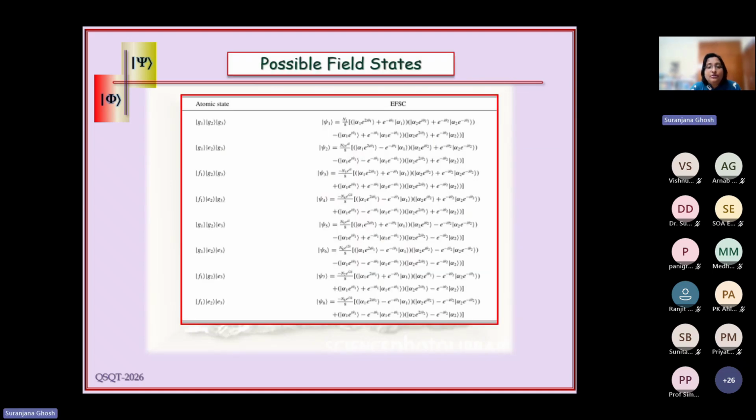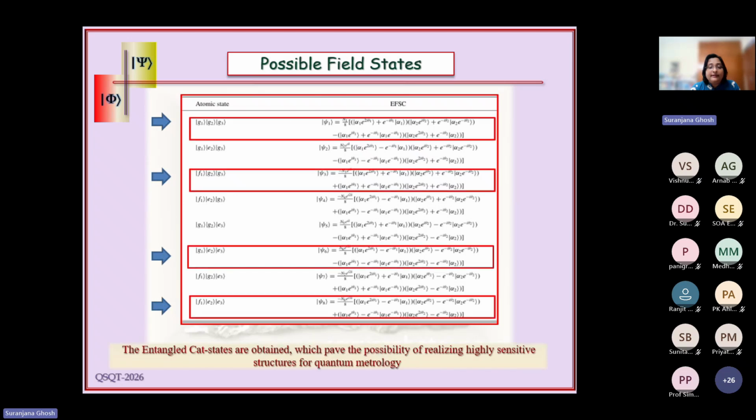Here I'm not showing all the final possible states. If one does the measurement on the atom, then one can have these 8 combinations, 8 types of field states. Among them, we found that these 4 states are maximally entangled states. They look like Bell-like states, so these are very important to study. And one can have this kind of entanglement between two cat states.